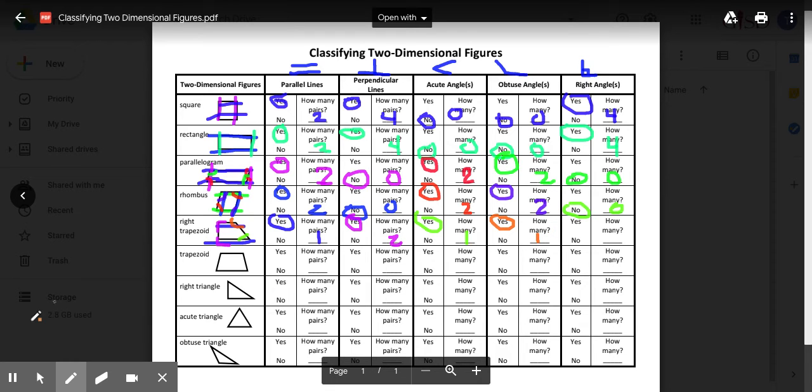And then your last question for this one says, how many right angles do I have? You have a right angle in this corner and a right angle in this corner, so I have 2. So my answer is yes, and I have 2 of them.